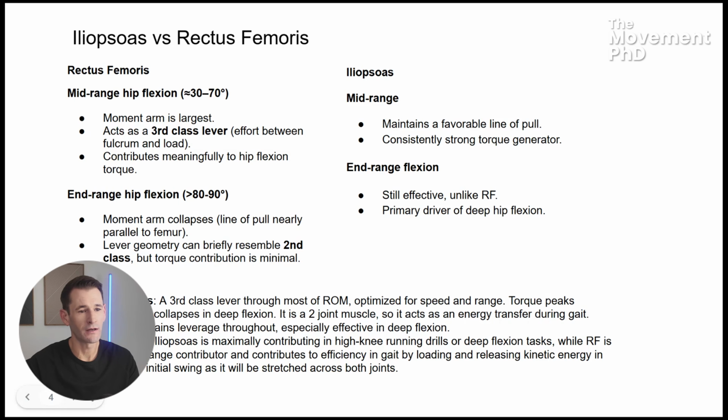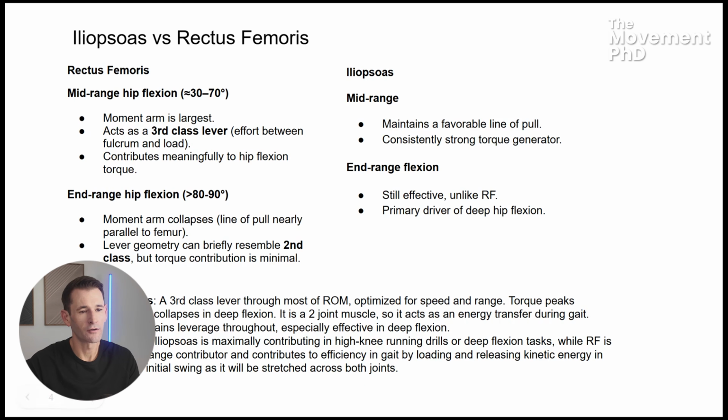Iliopsoas, you can think of it as your major hip flexor. It doesn't care about the position of the hip or the position of the knee. It's going to produce good amounts of hip flexion torque. One thing to keep in mind about iliopsoas, because the psoas part of it is attached to the lumbar spine, is that for any torque that's generated into hip flexion, you have to stabilize that lumbar spine to get it. And we'll talk about that in the next slide.